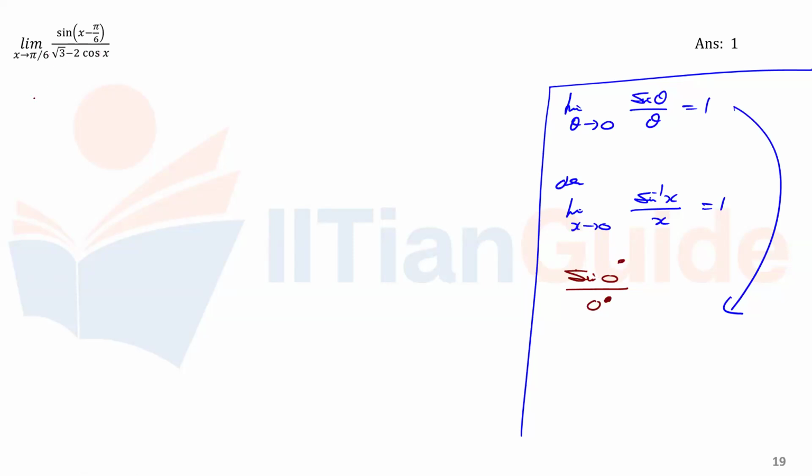So I will do this question. After that we will stop. हाँ, बंद कर देंगे. We have a question: limits x tending to pi by 6, sine of x minus pi by 6 divided by root 3 minus 2 cos x. हाँ, we have this question. हाँ, बताइए कैसे करा जाएगा?